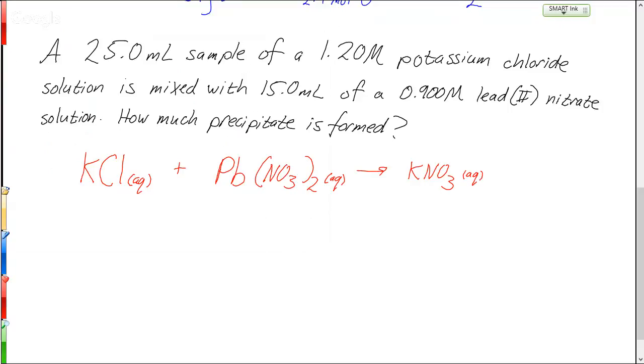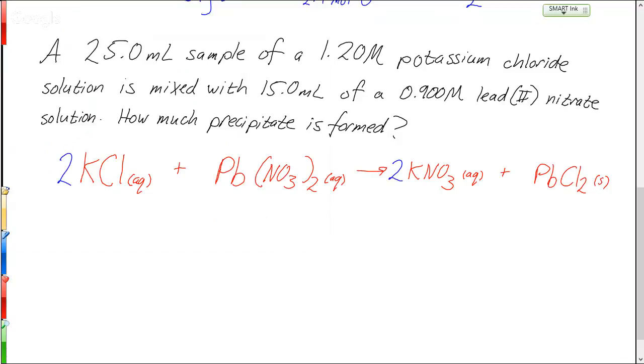Potassium salts are always soluble, nitrates are always soluble. So we know that one's soluble. So the other thing must be the precipitate, which is going to be what? Yeah, lead chloride, lead 2 chloride, PbCl2. And that's going to be our solid precipitate. Is that balanced? No. So we should balance it. 2 on the KCl, 2 on the KNO3.